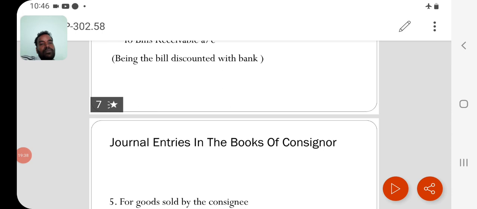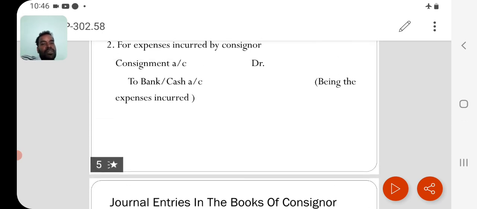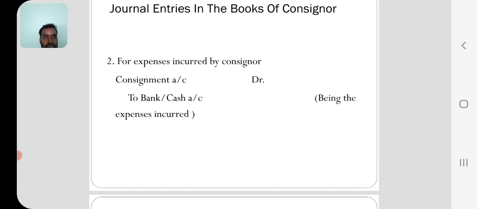So, in the previous class, we discussed the introduction to consignor and consignee, consignment, advance, commission, different terms, types of commissions. In today's class, we learned journal entries and posting. Okay. From the next class, we will prepare the consignment accounts. Okay. Thank you.